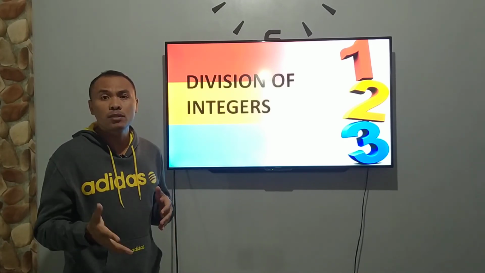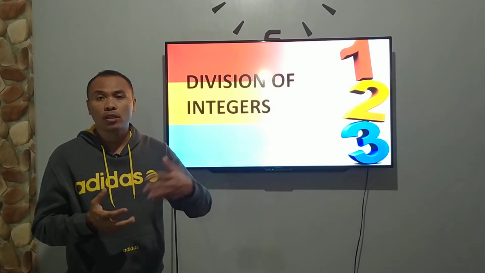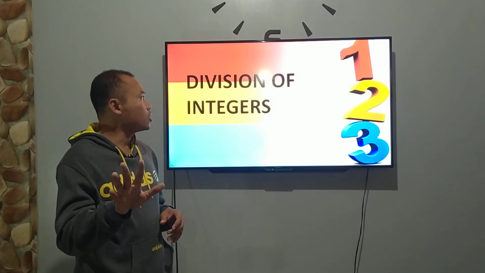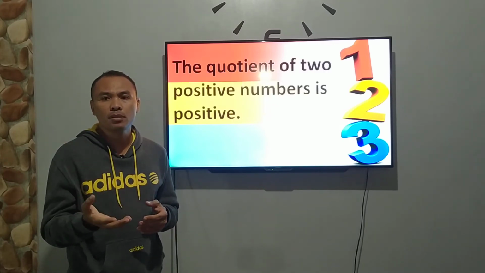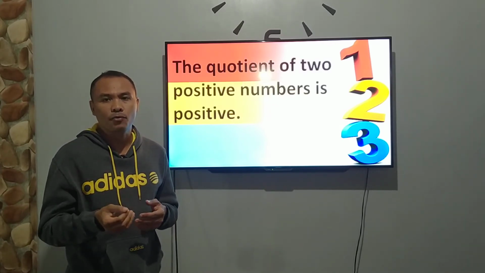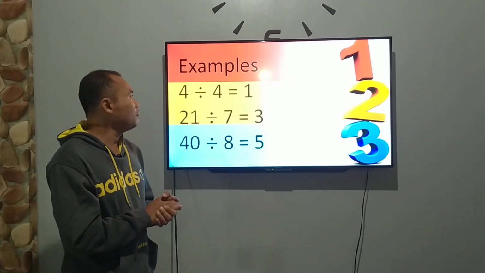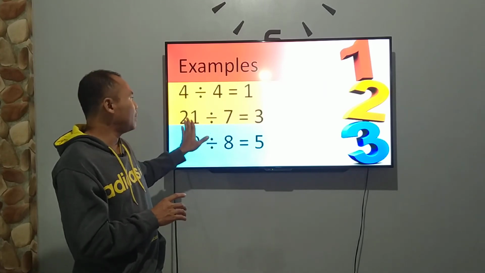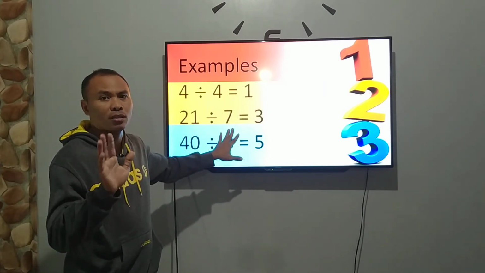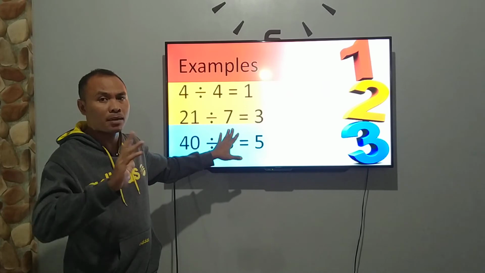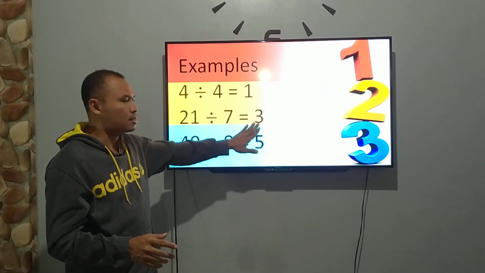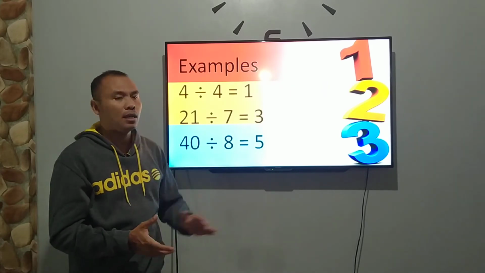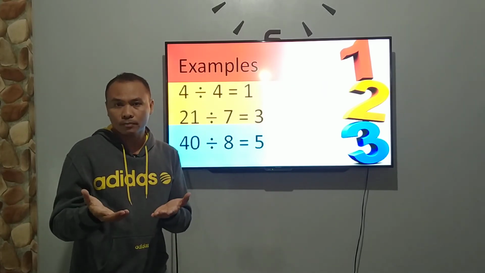Anyway, parehas na ang rules natin when it comes with division and multiplication. The quotient of two positive numbers is positive. Tingnan natin, 4 divided by 4 is 1. Parehas silang positive. Di ba? Parang parehas ng kanina sa multiplication. Pag parehas positive, product is positive. Same as with this. 21 divided by 7 is 3. And 40 divided by 8 is equal to 5.